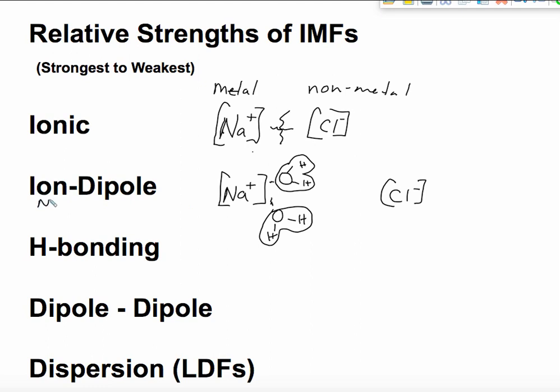Well, the sodium is an ion and water is a polar molecule, so it has a dipole. And so that's the attraction right here between the ion and the dipole. All right, so that's what that is. That's not used too much with melting points.